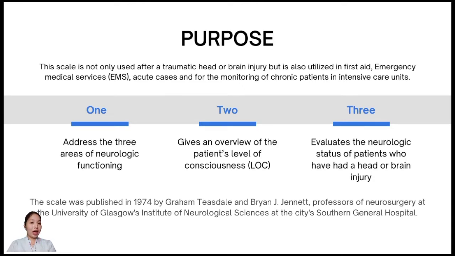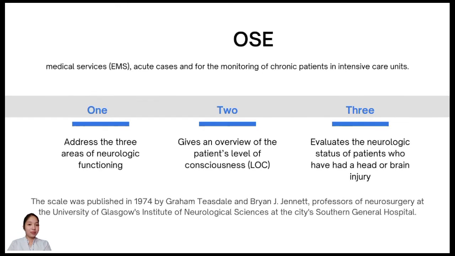A little fact about GCS: the scale was published in 1974 by Graham Teasdale and Bryan J. Jennett, both professors of neurosurgery at the University of Glasgow's Institute of Neurological Sciences at the Southern General Hospital.